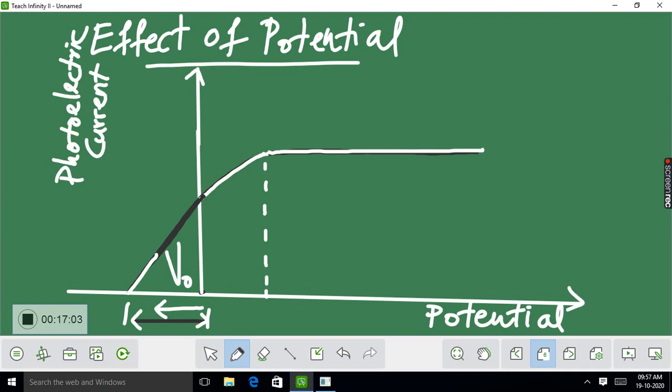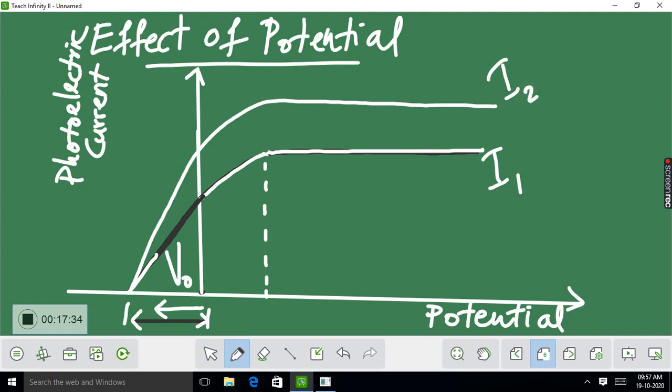Suppose the experiment is repeated with radiation of the same frequency but having a higher intensity. Then the curve will be like this. This is done for a particular intensity and this is done for another intensity which is greater than the first case.